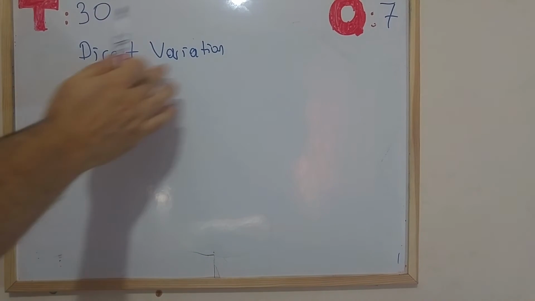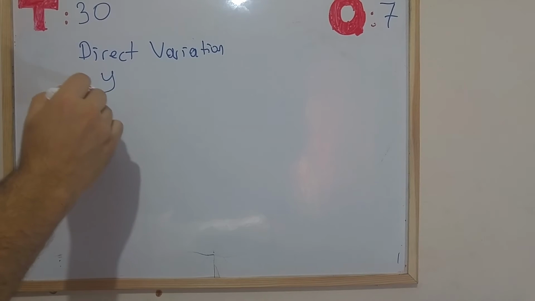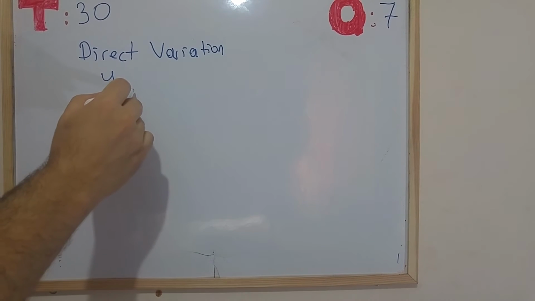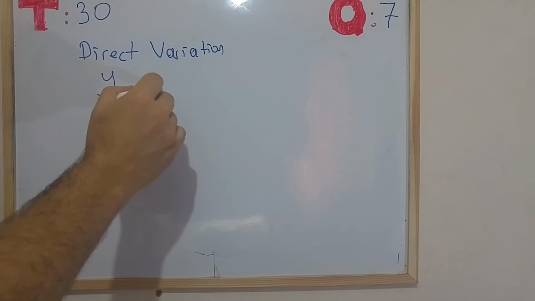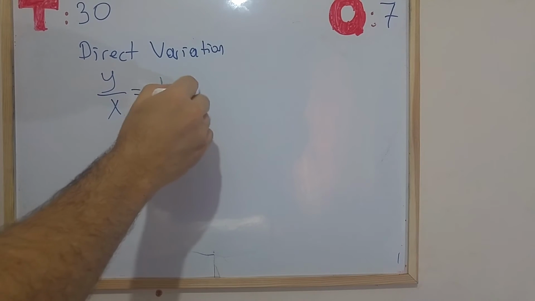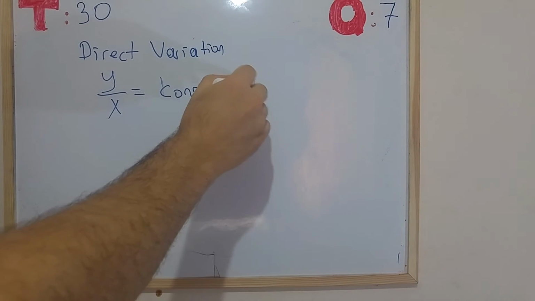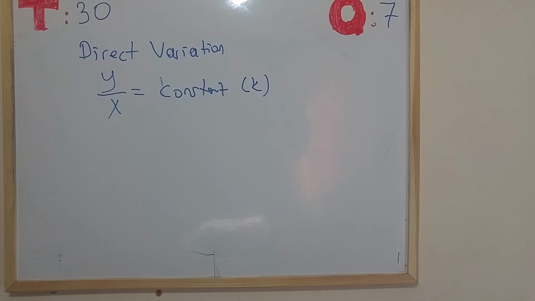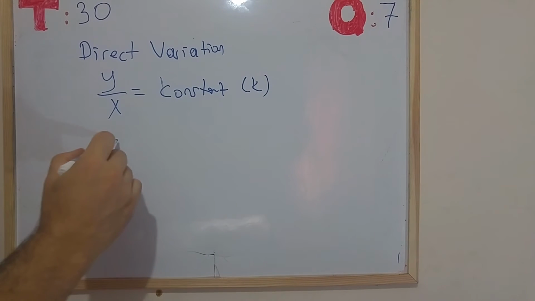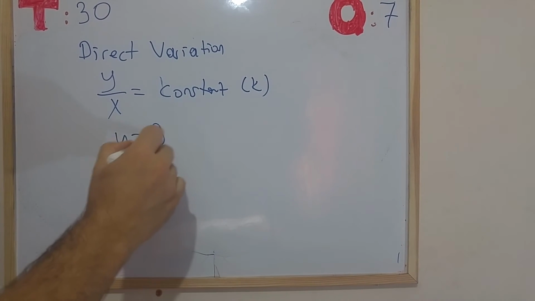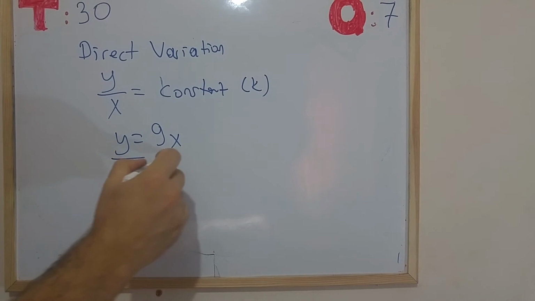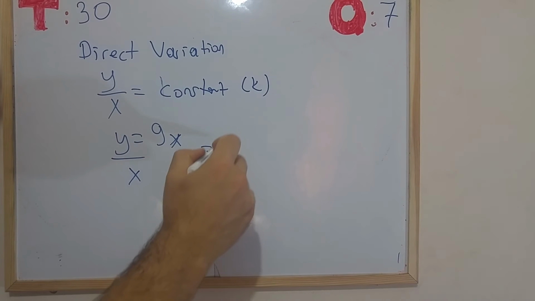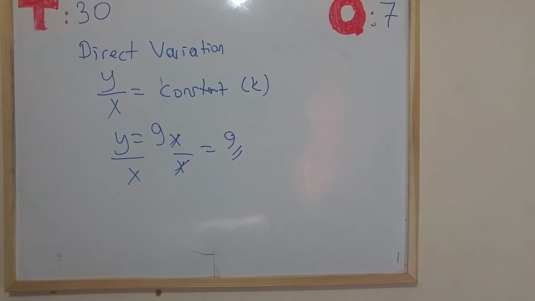As we already know, direct variation means that the ratio of y to x is constant, like k. And when we have a look at the choices, at B we see y is equal to 9x. And this means that y over x is equal to 9. So the right answer is this one.